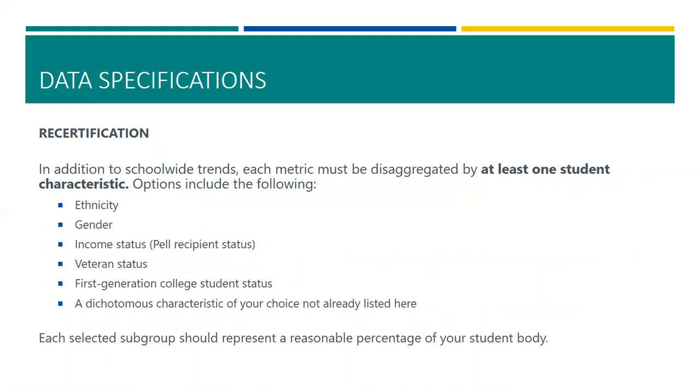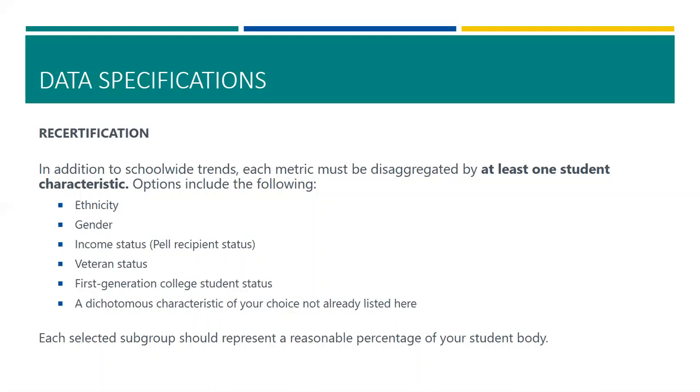In addition to looking at your student trends overall, we're asking that you disaggregate by at least one student characteristic in which you can show some sort of upward growth. On the data template, which I'll be getting to soon, you have the options of ethnicity, gender, income status as measured by Pell recipient, veteran status, first-gen college student, or as I call it, a dichotomous characteristic of your choice.